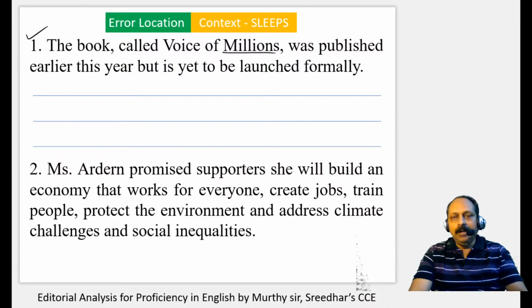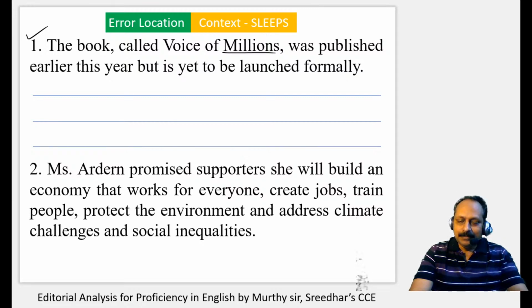The book was published. Which book are we talking about? The book called Voice of Millions was published earlier this year, but is yet to be launched formally. There is no error whatsoever. Earlier this year, already over. It is not incomplete. Was published, past tense passive voice.